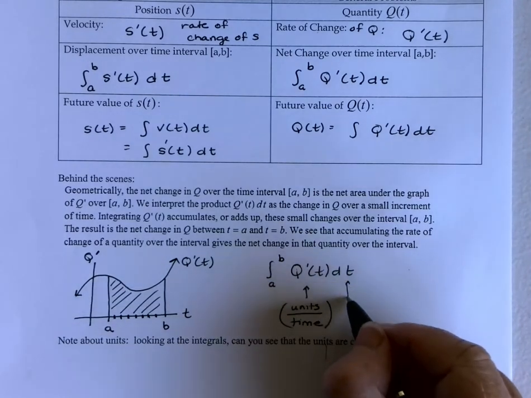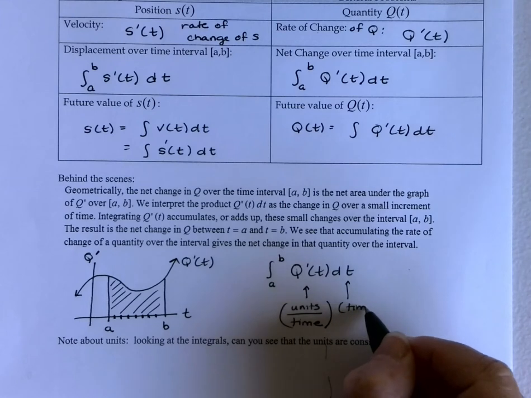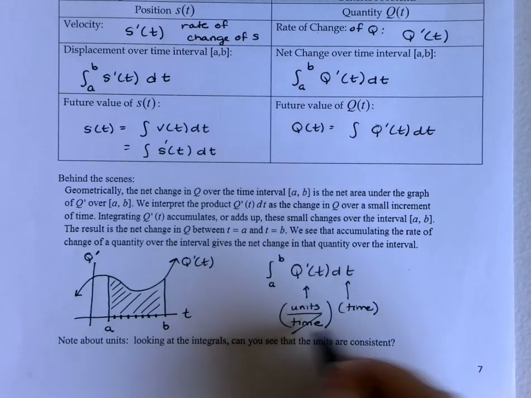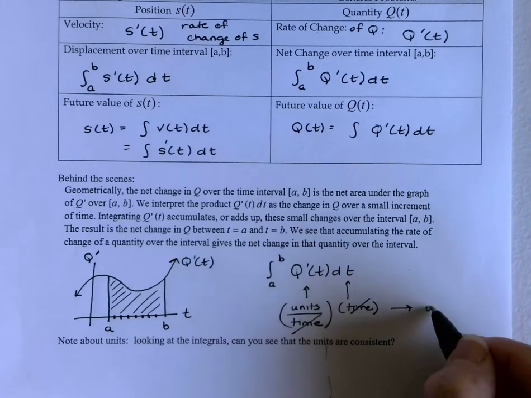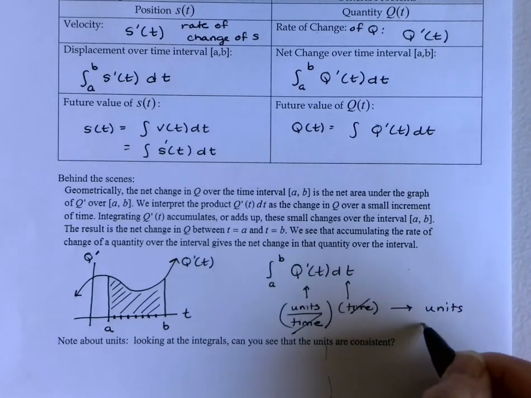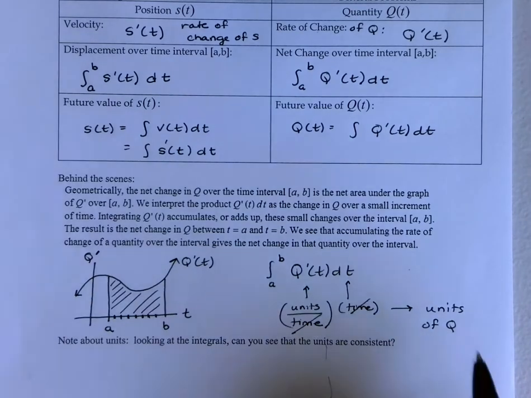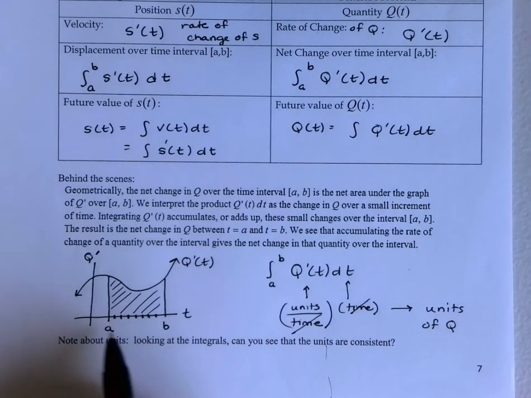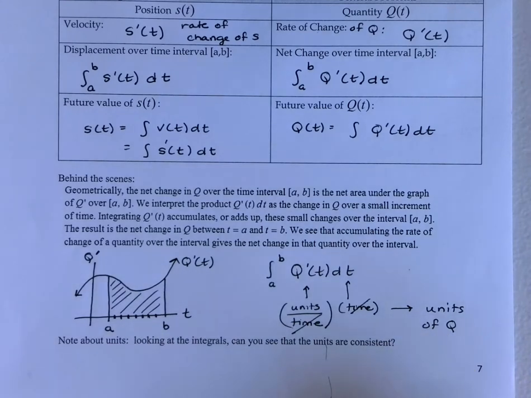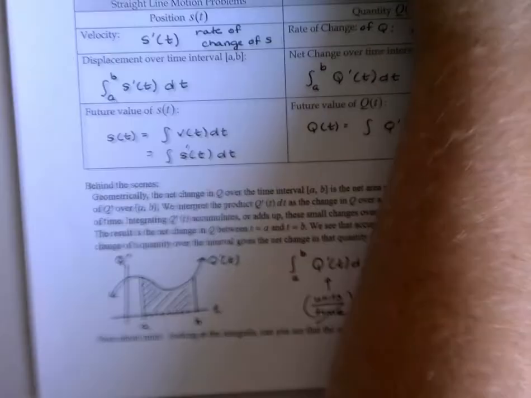And then the t itself would have time units. And so we end up with whatever the units of q are when we do this derivative. So that's how much q has changed over that full time interval, and that's going to give us the same units as whatever q was to begin with. All right, let's try a few examples.